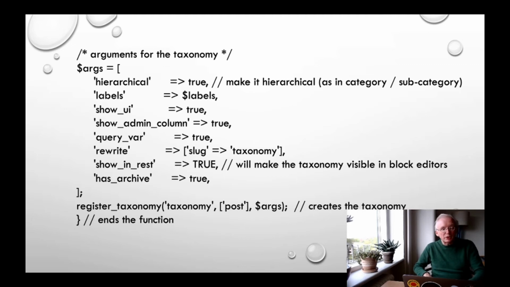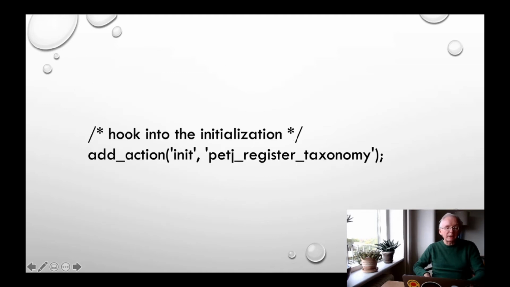And then the function ends with a call to register taxonomy, and in this case it will register the taxonomy. It will be a thing that will be used for posts, and then the arguments that we have up here will be sent to it, and then this will create the taxonomy. And then you only need one more step, and that step is to add the action, and that is the last line of the plugin. You could say that you hook into the initialization, so here we add an action, it's hooked into init, and then we call the name of the function that we want to initialize, and that is the code that we need.